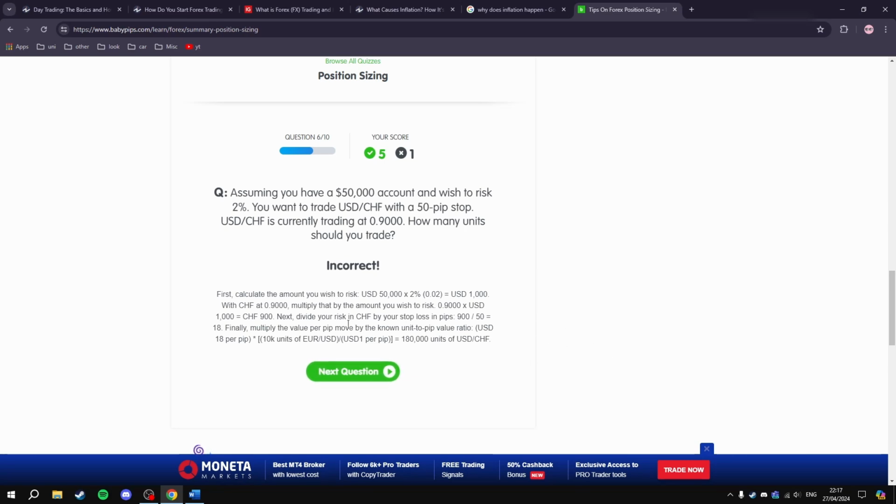How do you know it's 10k units of EUR USD though? 10k units of EUR USD divided by 1 USD per pip. I don't really get this bit. How would you get this bit from 180,000 units of USD CHF?